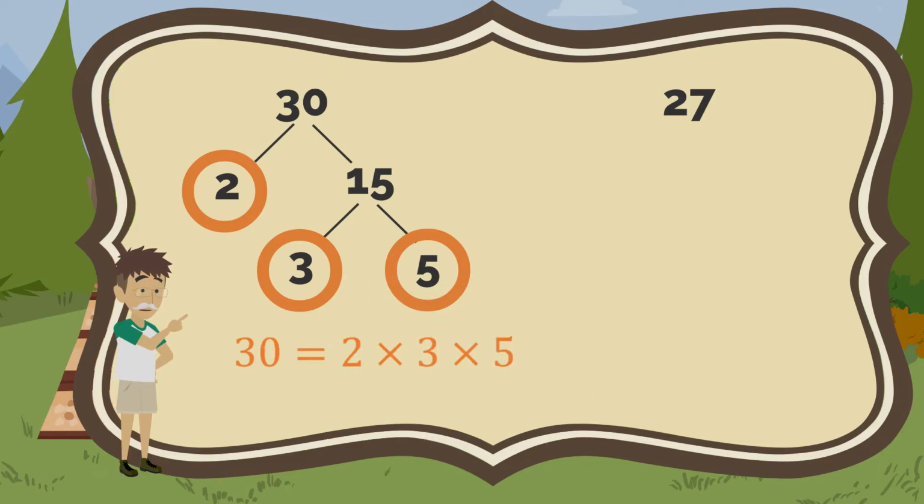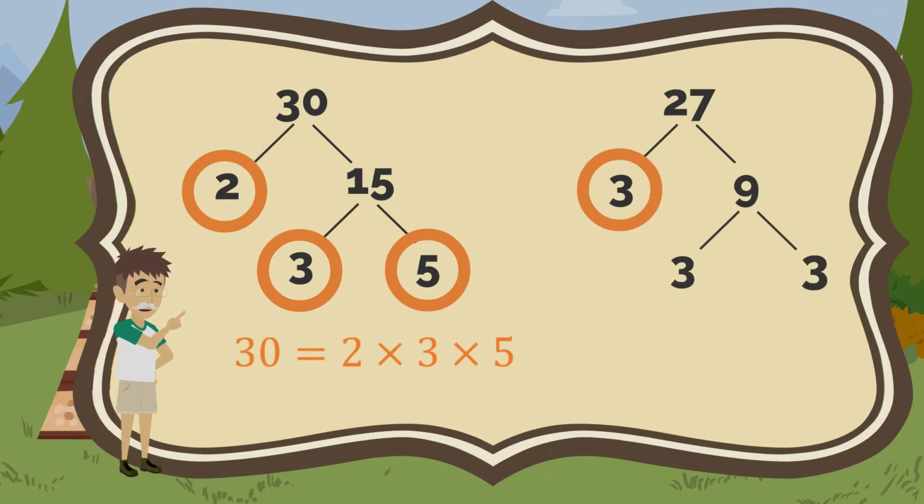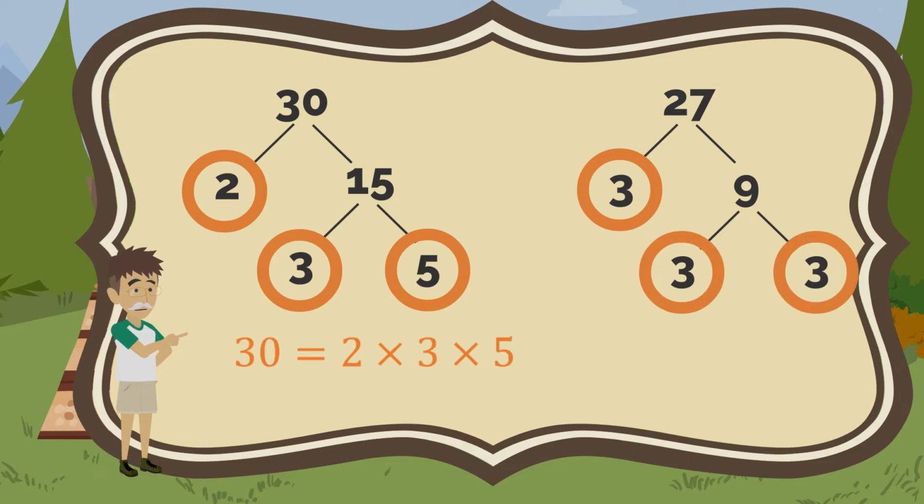27 white potato plants are not divisible by 2. However, 3 times 9 is 27. 3 is prime, so I circled it. 9 is 3 times 3. Again, 3 is prime, so I circle both. This tree is also complete, so the prime factorization is 3 times 3 times 3.